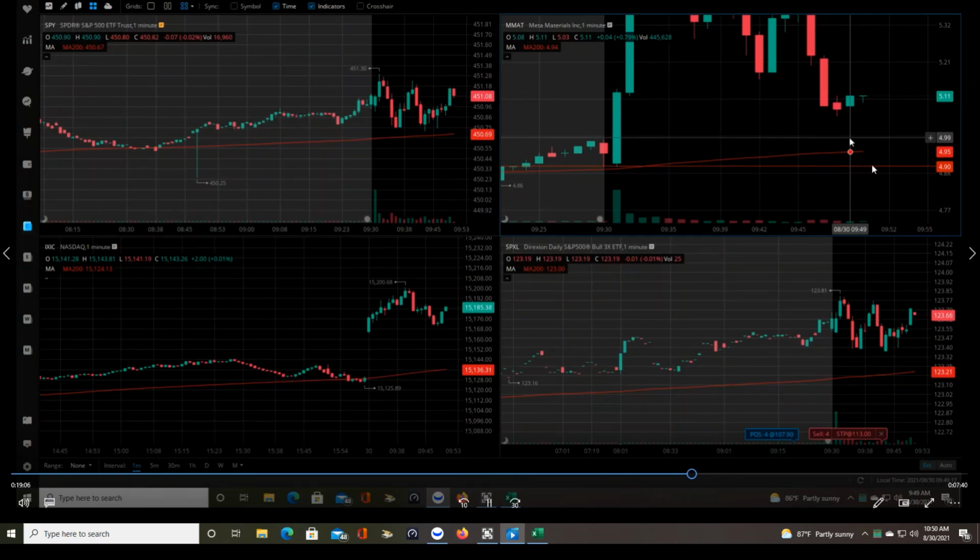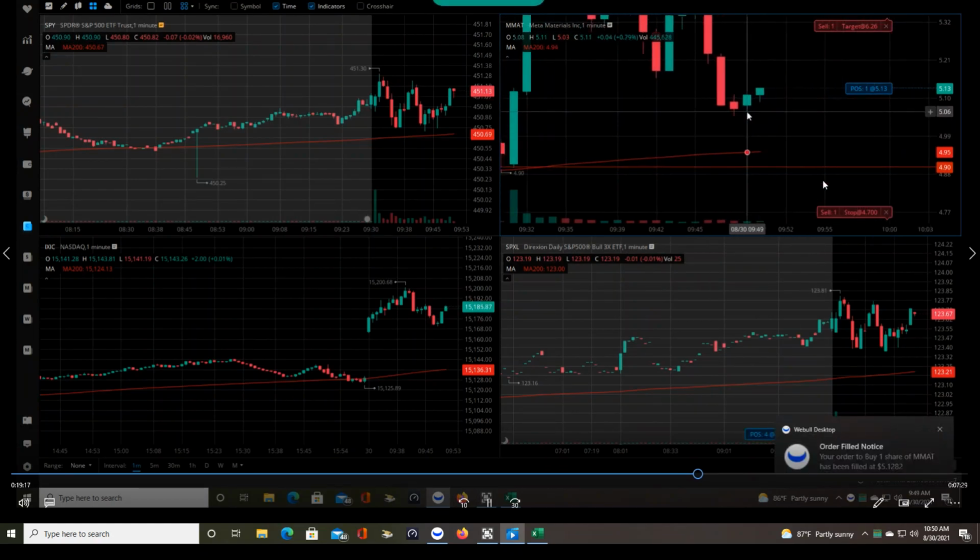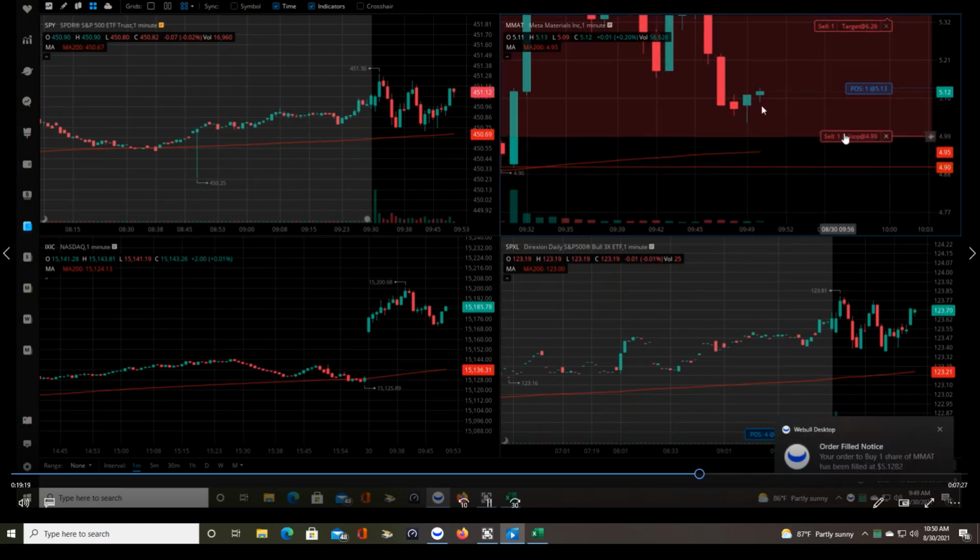We're still above point A of the ABCD pattern, so this is still a valid entry according to my strategy and my plan. So it's going to happen here in just a moment. There it goes, 512. You can see I triggered my hotkeys pretty much instantly. Again, I got to move that stop loss up really fast.